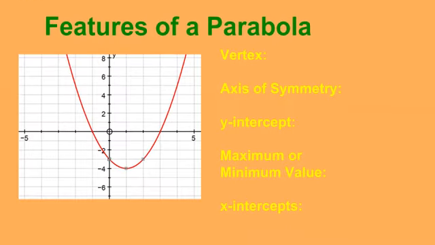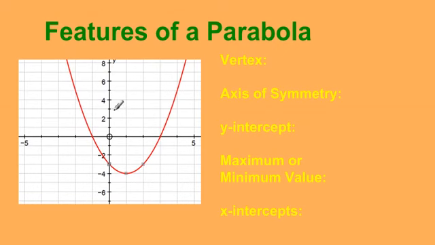Finally, we're going to look at a graph of a parabola and identify the vertex, axis of symmetry, y-intercept, max or min value, and x-intercepts. So let's look at the first one. We're looking for the vertex. So we're looking for the point where the parabola changes direction, which is this point here.